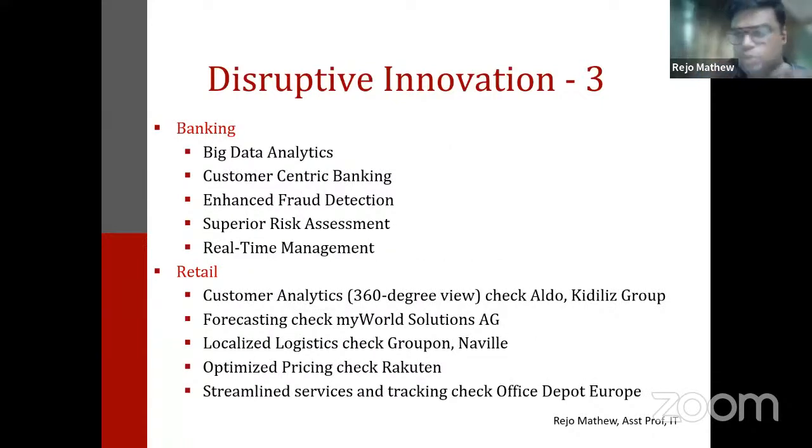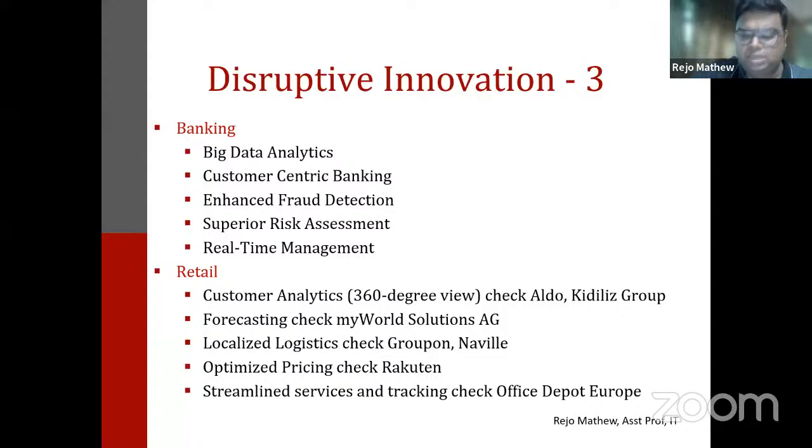Then we have banking. Banking is one important sector where big data is used. Majorly, it is customer-centric banking applications nowadays. So we have big data analysis, enhanced fraud detection, then superior risk assessment, as I said, getting credit scores, who will pay back, who will not pay back, all those risk profiles. And we have real-time management. Nowadays we don't have to actually go to the bank. We have digital banks where we can do all the banking with safety, security, trust and transparency. Almost everything is taken care of because of big data and the AI that is there.